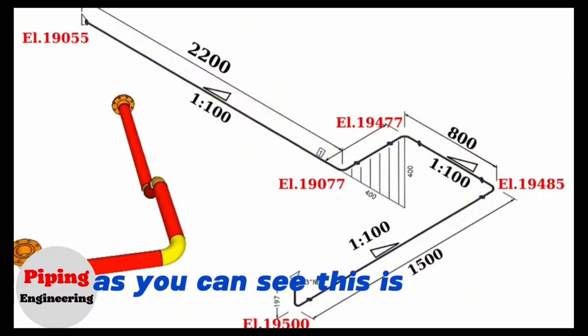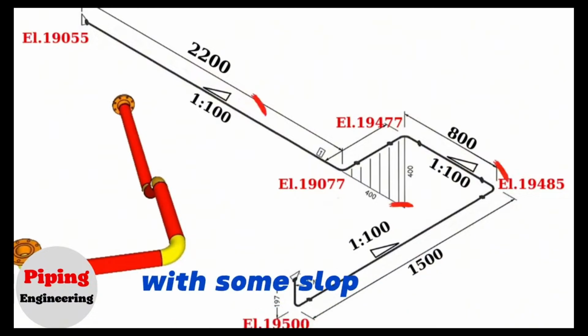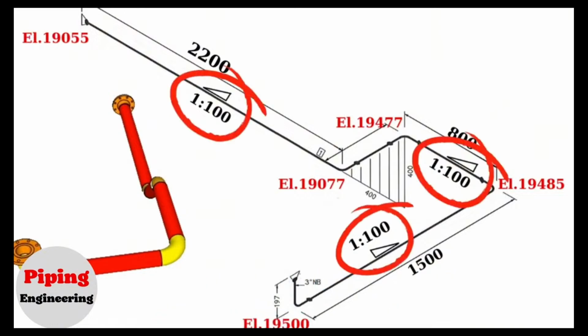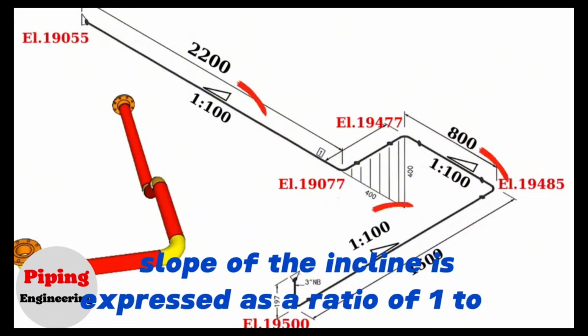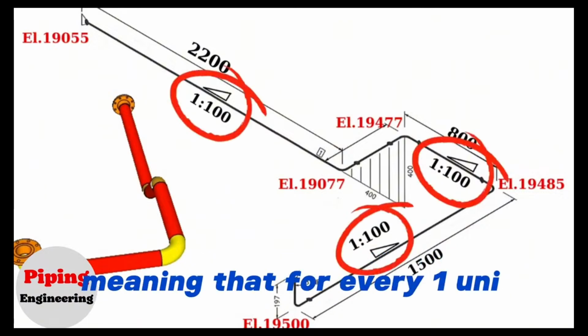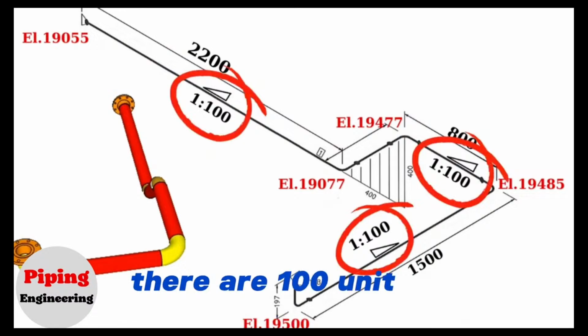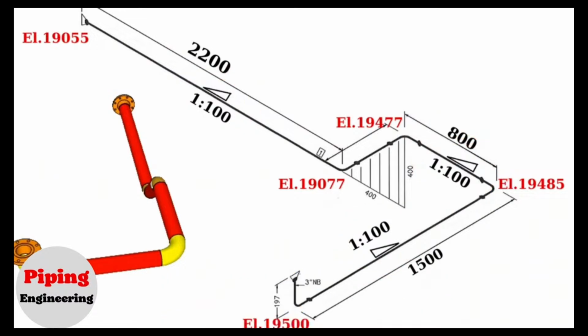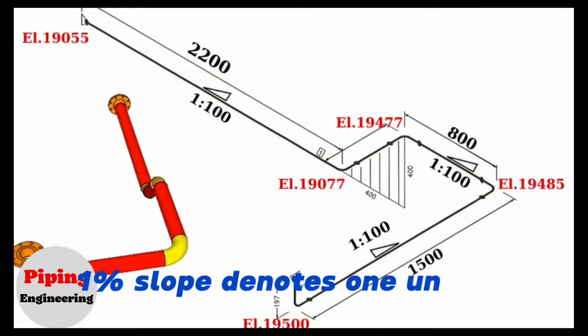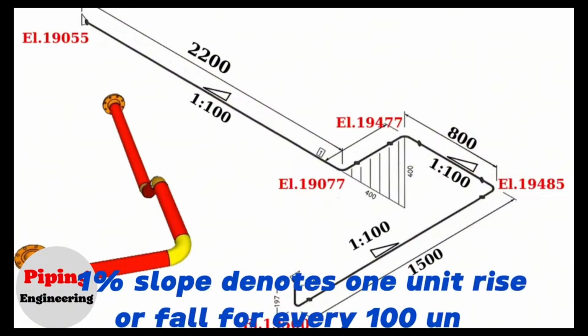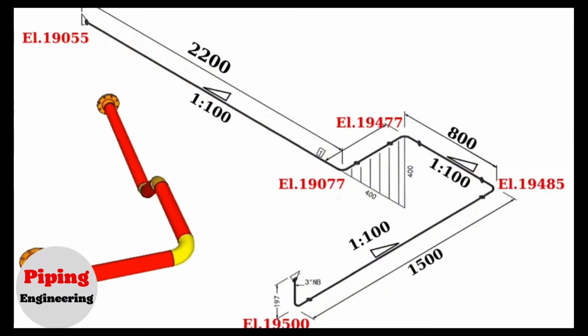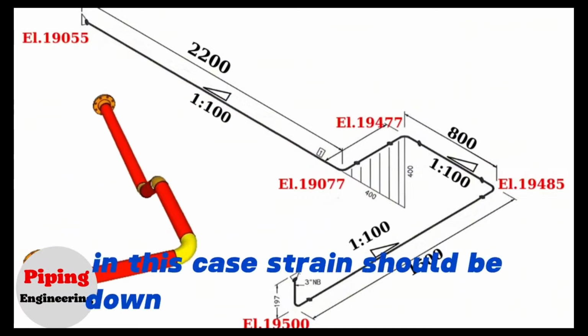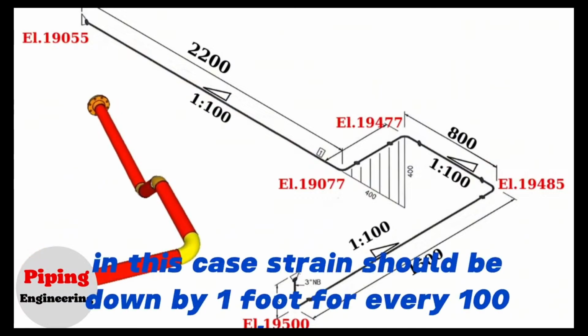As you can see, this is a piping isometric drawing with some slopes and different elevations. In piping isometric drawings, the slopes are shown with this symbol. In this drawing, the slope of the incline is expressed as a ratio of 1 to 100, meaning that for every 1 unit of vertical elevation there are 100 units of horizontal distance. A 1% slope denotes 1 unit rise or fall for every 100 units of horizontal length. In this case, the drain should go down by 1 foot for every 100 of length.